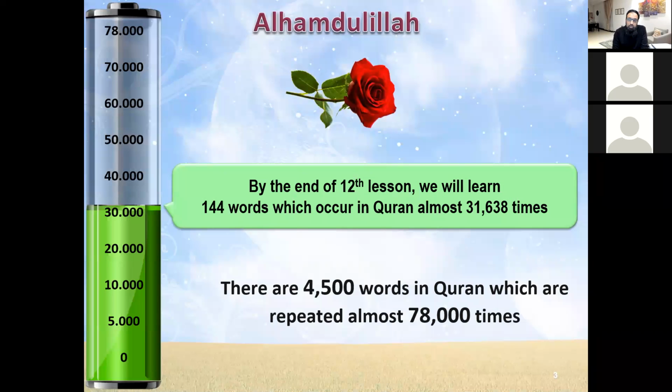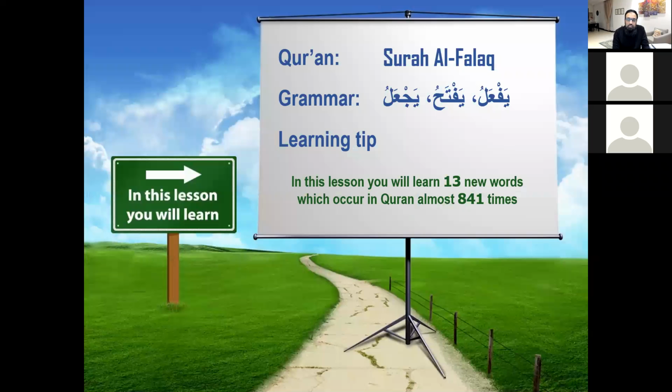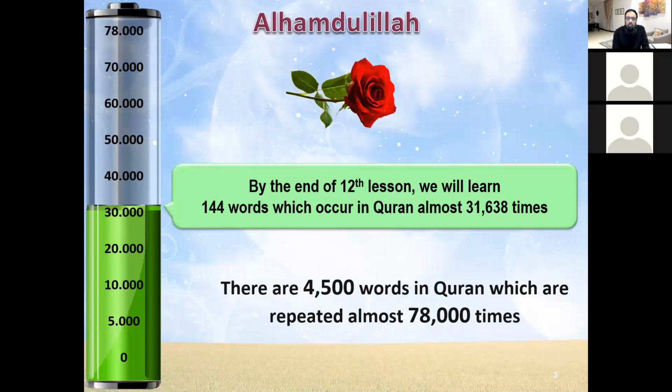Subhanallah. By the end of the 12th lesson, today's lesson, your tally in terms of recurrence of words in Quran would be over 31,500 times, with the total number of 144 words that we would have covered by the end of today's lesson. Obviously, you've covered quite a few in the previous lessons, and with the 13 today, the total would go to 144.